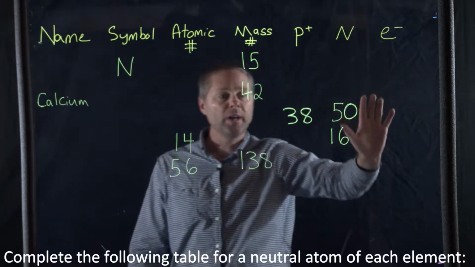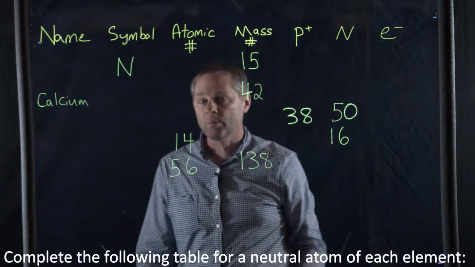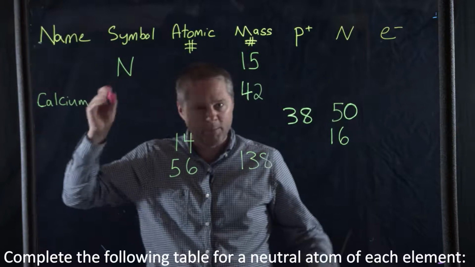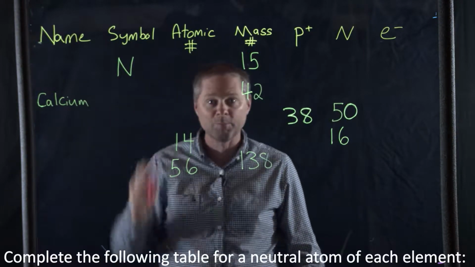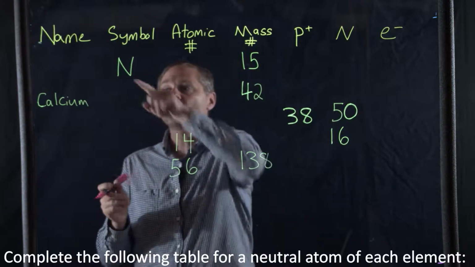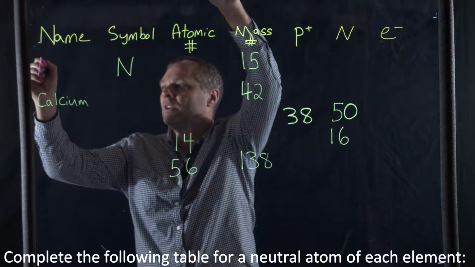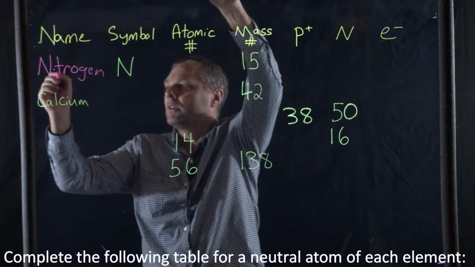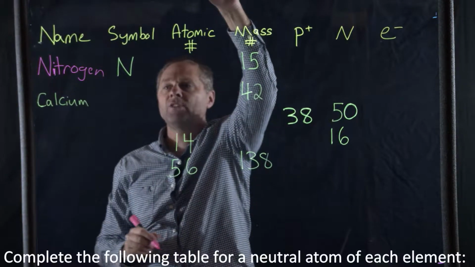What you see in green here is what was given to us in the problem, and I'm going to be using pink. I keep grabbing the wrong marker. I'm going to be using pink, and we're going to fill in this table together. So N stands for nitrogen, and so we'll put the name here. So that's nitrogen.